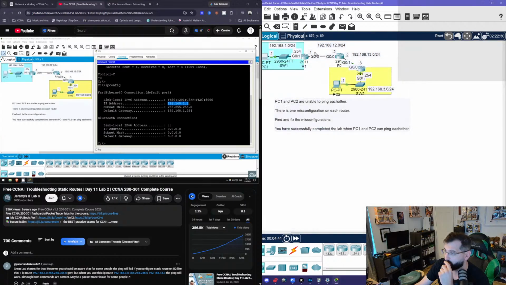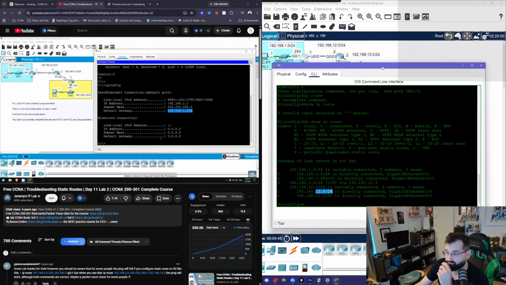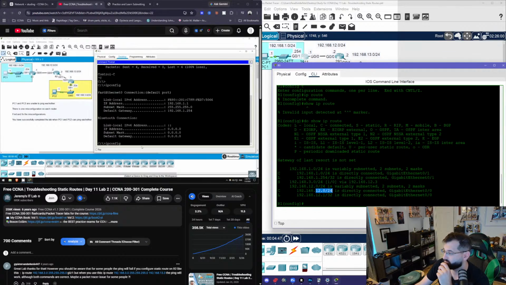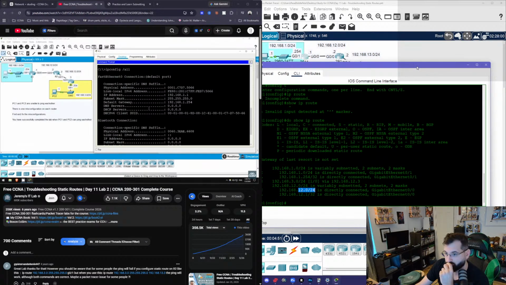Okay, here we go. Address, subnet mask, and default gateway. If you want more detail, use the command ipconfig /all. This gives more information, such as the physical address. What is the physical address? Well, it's the MAC address.